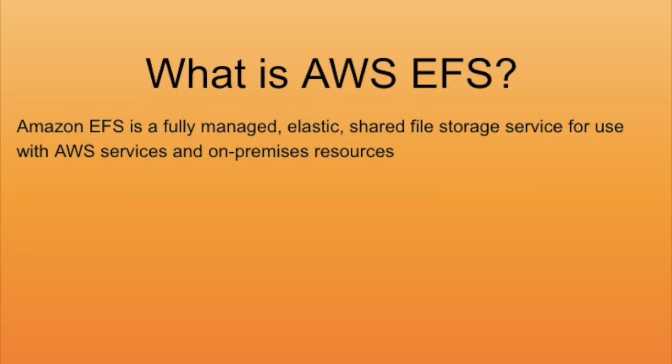So Amazon EFS is a fully managed elastic shared file storage service used with AWS services and on-premises resources. Think of EFS like a network shared drive. Multiple EC2 instances across multiple availability zones can mount the same EFS file system and read and write to it at the same time. It's elastic, meaning it automatically grows and shrinks as you add and remove files, and you don't provision capacity up front.